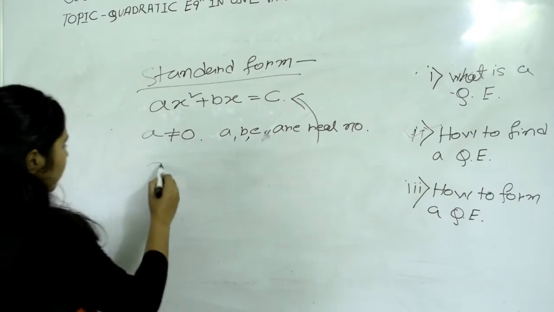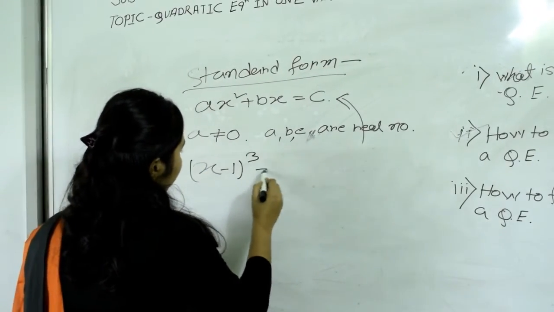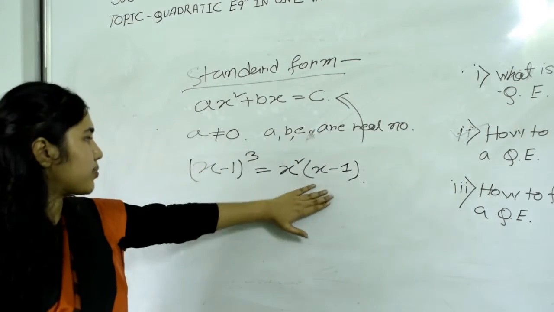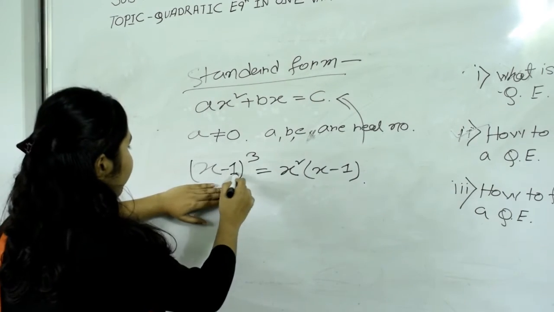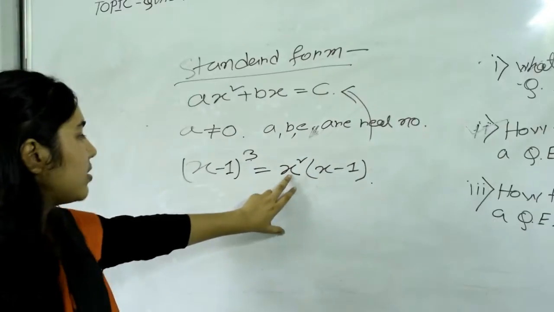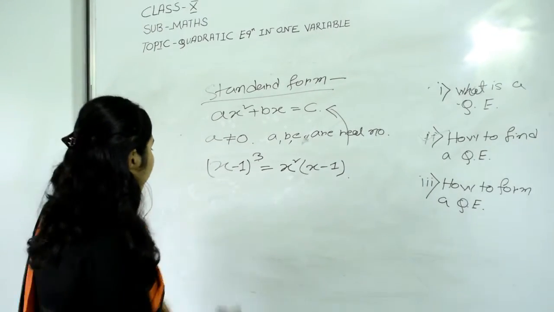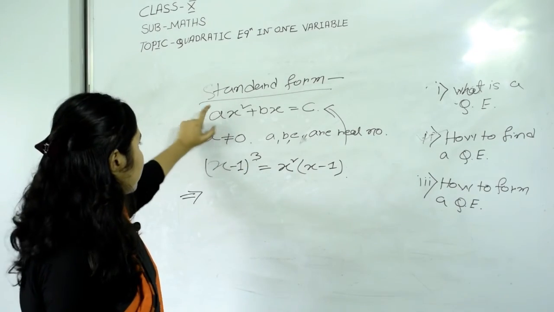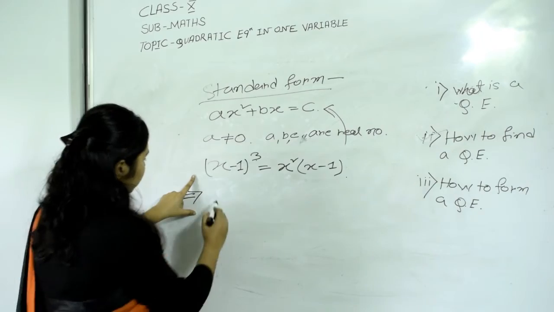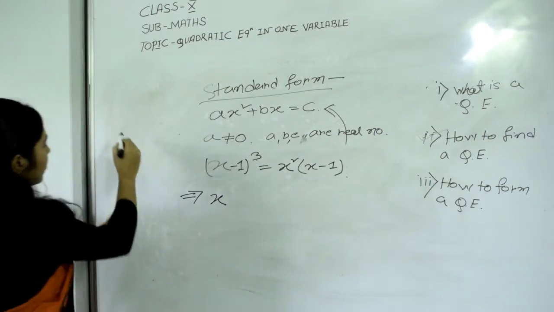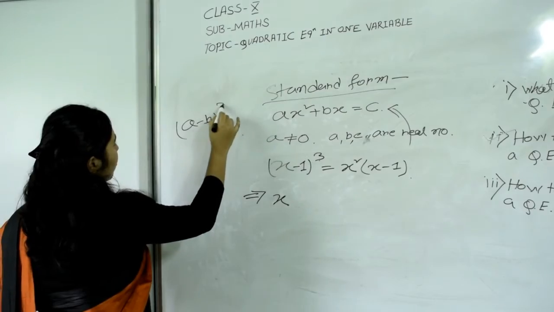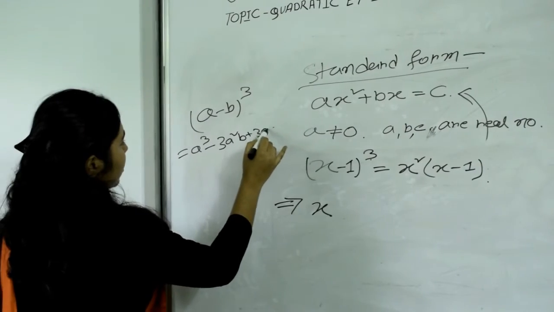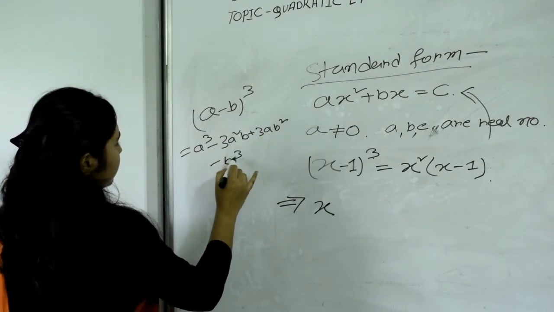Take another example. x minus 1 whole cube is equals to x square into x minus 1. Look at this expression. Here the highest power of x is cube, right? But this is a quadratic equation. Why? Because first we have to transform this equation into this general form. So apply the formula. a minus b whole cube is equals to a cube minus 3a square b plus 3a b square minus b cube.